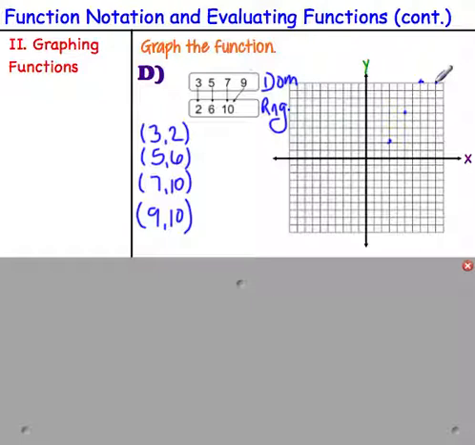If I connect these, which I'm going to change my color to make it nicer for connecting, I have this line, and it actually should be lower here. I see here that I have graphed my function.